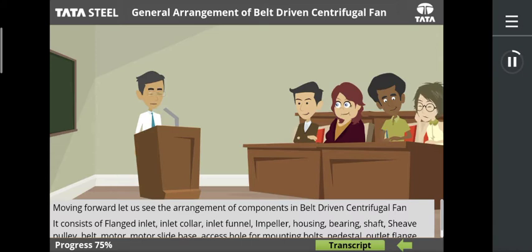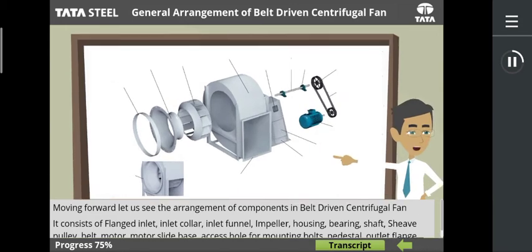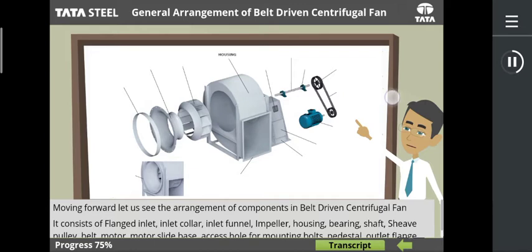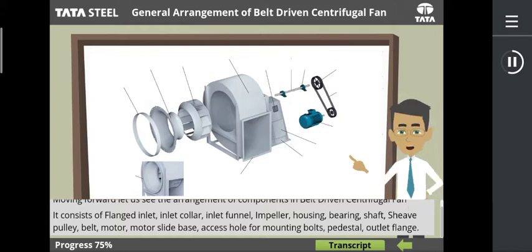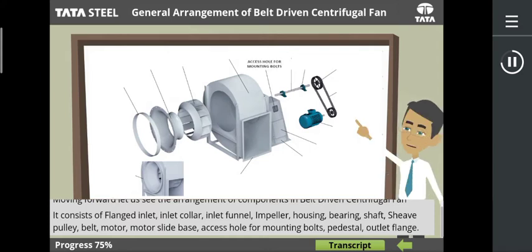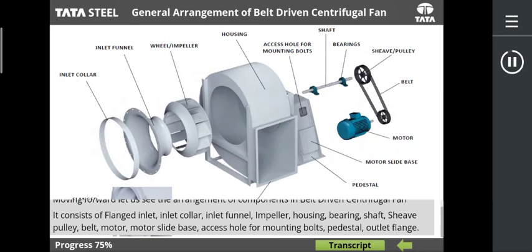Moving forward, let us see the arrangement of components in a belt-driven centrifugal fan. It consists of flanged inlet, inlet collar, inlet funnel, impeller, housing, bearing, shaft, sheave pulley, belt, motor, motor slide base, access hole for mounting bowls, pedestal and outlet flange.